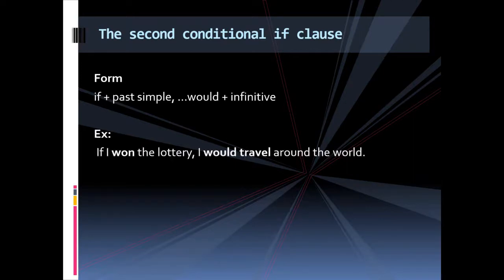If I won the lottery, I would travel around the world. As you can see that in the if clause part, I have used won. Why? Because in past simple, we use verb two, which is the past simple form of the verb win, right? Which is won. And in the main clause, we can see I would travel around the world. So we have added would here as our auxiliary or helping verb. And the main verb is in infinitive form, which is travel.